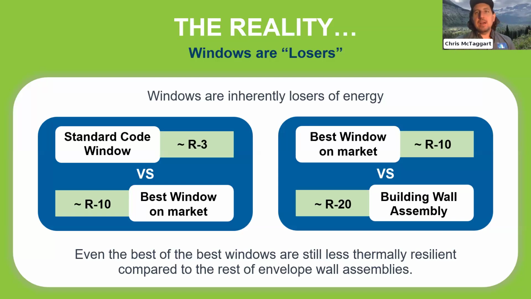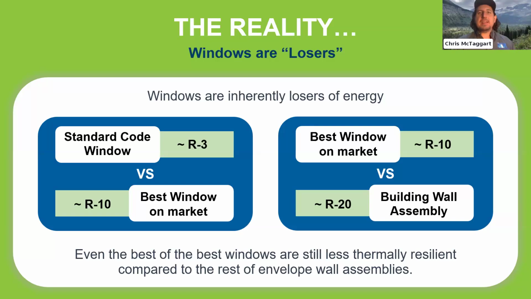And why do I say that? Well, a standard code window is about an R3. Why do I say that? Well, because here in Michigan, the minimum code value is 0.32 prescriptively. So we can take that U factor, 0.32, and take 1 divided by 0.32, and that basically gives us an R3 as an average.